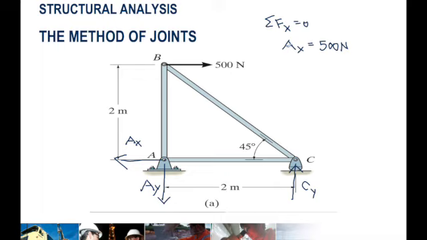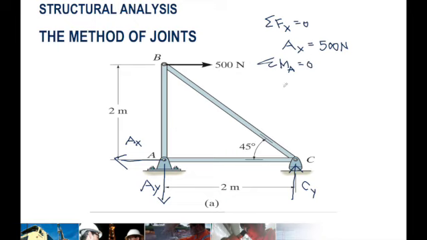Okay, so we already found the reaction at A: AX is equal to 500 newtons. The next step: if we do a summation of forces in Y, we cannot accomplish anything since both are unknowns. So we do a summation of moments at A to cancel two forces. That should be equal to 0.